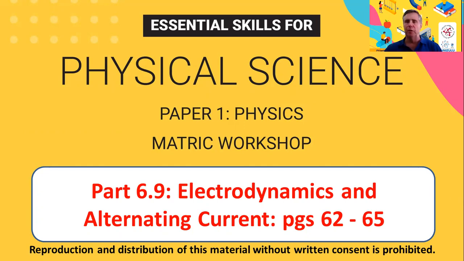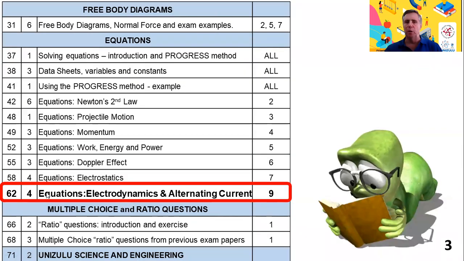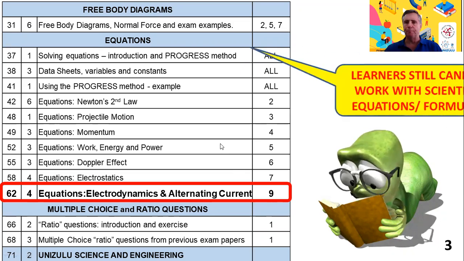Before we get to pages 62 to 65, I want you to turn to the front of your booklets to page 3. And let's look again at the contents page to see where this fits in. Remember, the contents are arranged by our 4 skills: graphs, free body diagrams, equations, and ratio questions. Under the equations section, if I expand it, we're looking at the section on electrodynamics and alternating currents and how to solve the equations associated with question 9 in the matric paper.